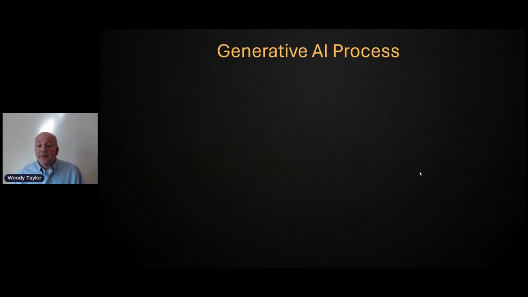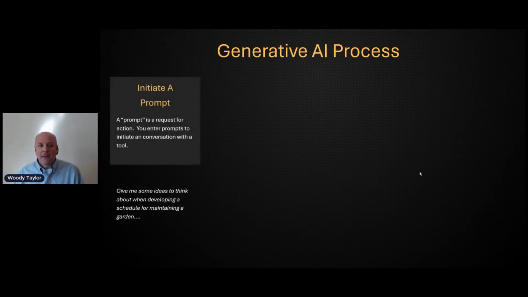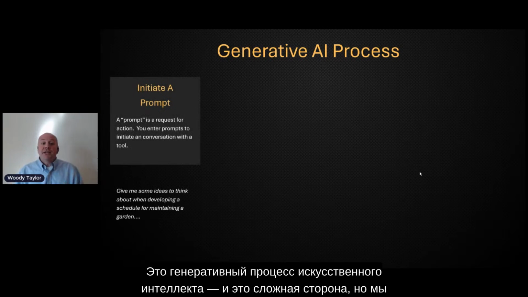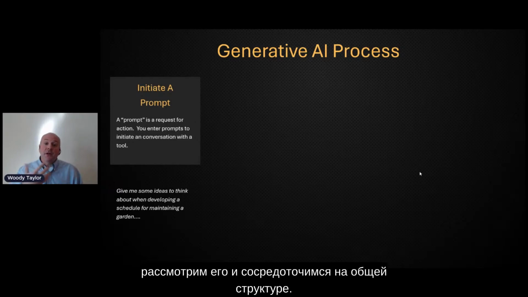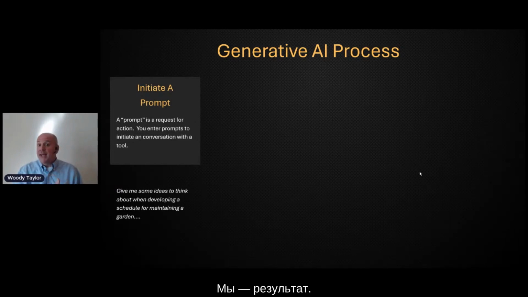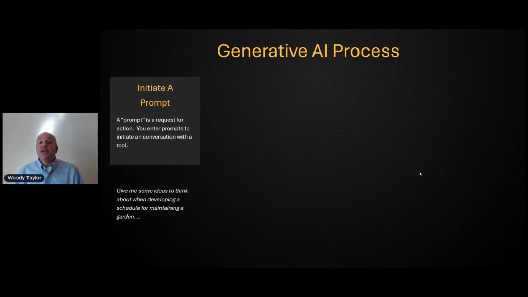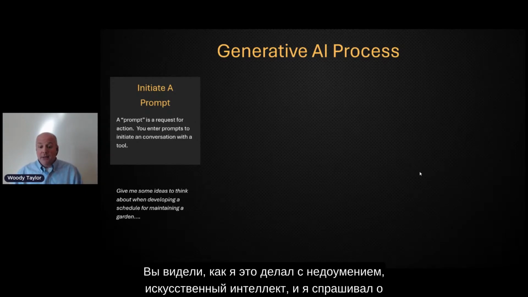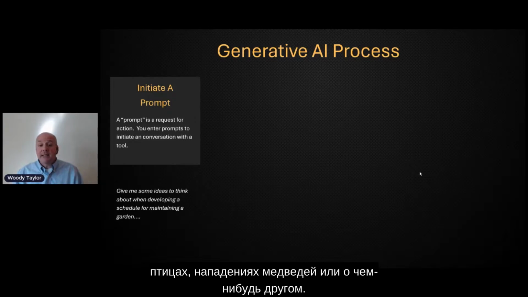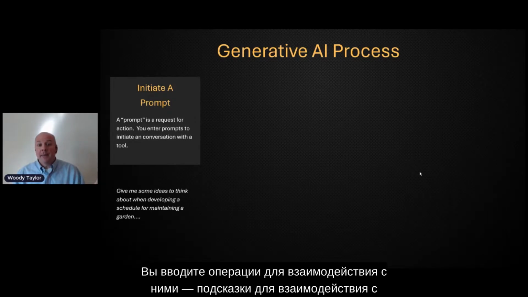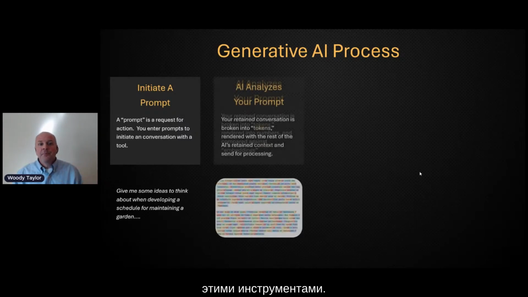Now, this generative AI process, this is kind of a complex slide, but we'll walk through it and just focus on the overall output here. The first thing we do is initiate a prompt. Now, a prompt is a request for action. You saw me just do it in Perplexity AI when I asked about birds or defending against bear attacks or anything else. You enter in these prompts to interact with these tools. And with Perplexity, it can be as simple as a question. Tell me about Corellia, or tell me about the wilderness and outfitters.